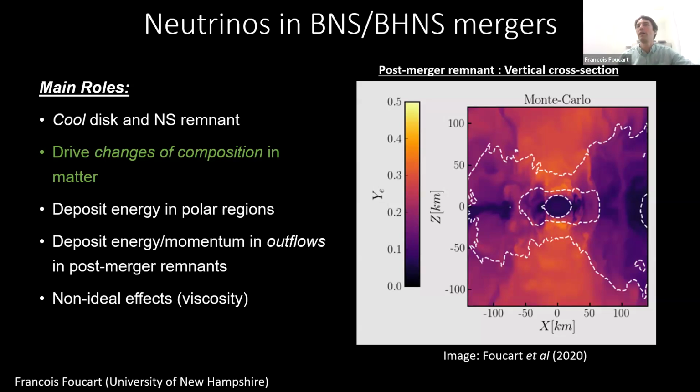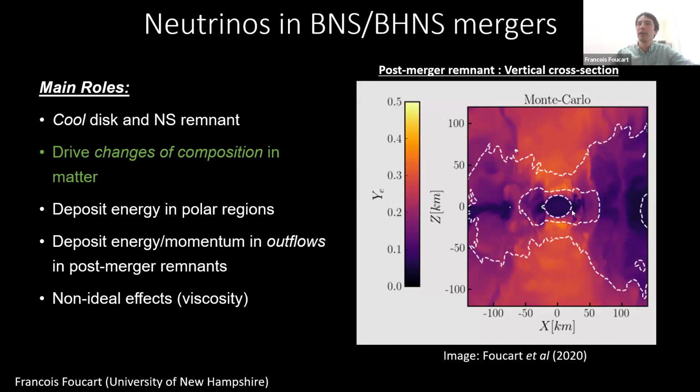You can get a rough idea of the effect of those neutrinos on the plot on the right. This is the kind of plot that I show a lot in this talk. It's a vertical slice through a neutron star merger remnant. The white lines here show density contours, in this case at 10 to the 13, 12, and 11 gram per cc. And the colors here show the electron fraction or proton fraction. In these simulations, they're the same.